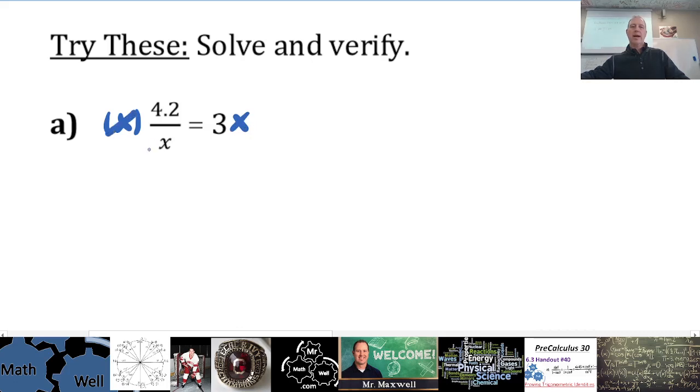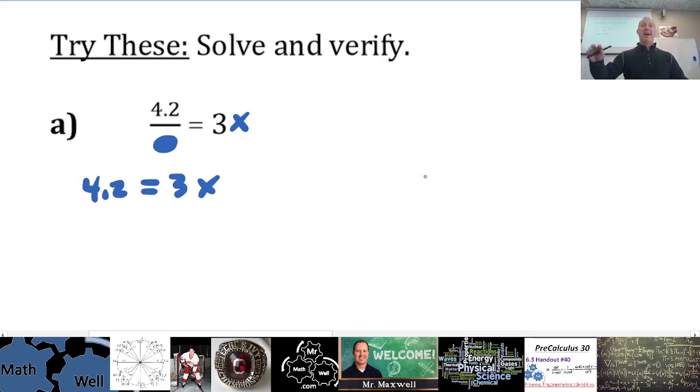Multiply both sides by x. And you say, Mr. Maxwell, I don't want to get rid of x. I want to find x. Well, you kind of want to get rid of x in the sense that you don't want it in the denominator. So this brings it up to the numerator. Do you see that? So cross multiplying, you would just go ahead and do this. So you actually have 4.2 equals 3x. Everyone see that? So now x is in the numerator. You can envision each of these being over 1. So x is in the numerator, perfect.